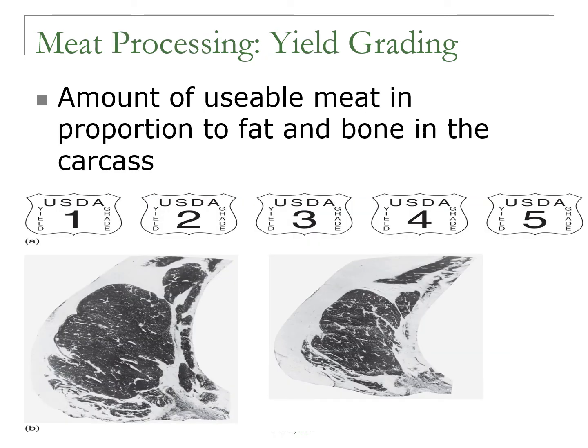The second type of grading is the yield grading. And yield grades are based on the cutability, which indicates the proportionate amount of sellable retail cuts that can be obtained from a carcass. A yield grade of 1 to 5 is given, with 1 being the highest yield.